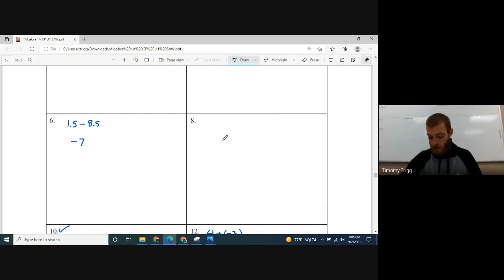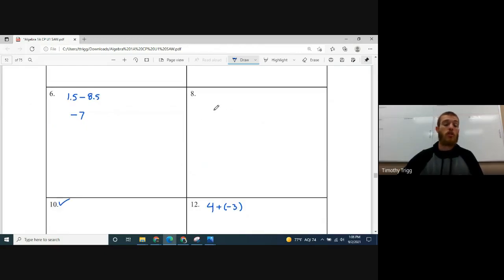For number 8, this is our first word problem. It says, how is subtraction related to addition? Here I want you to explain in a sentence or two that when it comes to subtracting a number, that's the same as adding a negative. For example, 8 minus 2 is the same as saying 8 plus -2. That relationship is what I want you to explain: when you subtract a number, that's the same as adding the negative of that number.